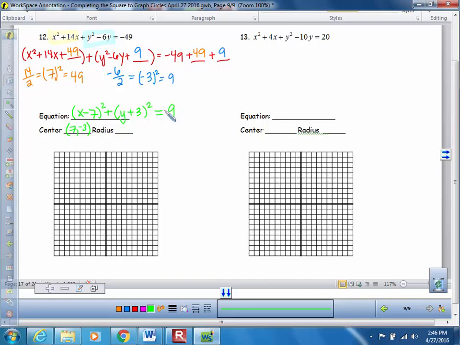And then my radius I get by taking the square root of 9, and the square root of 9 is 3. So if I graph this, I'm going to go to the right 7 and down 3. And since my radius is 3, from there I'm going to go up 3, put a dot. I'm going to go right 3, put a dot. Down 3, put a dot. And left 3 and put a dot.